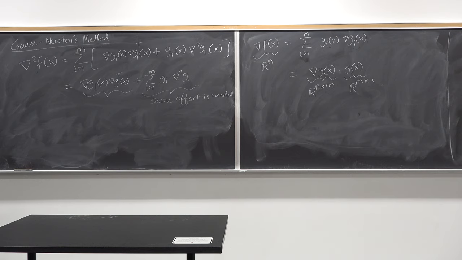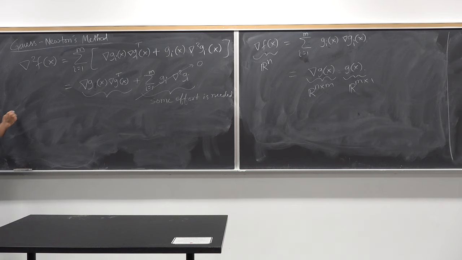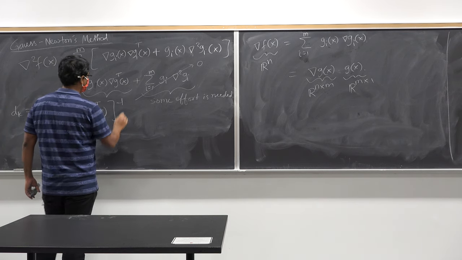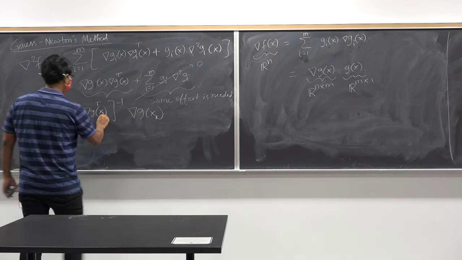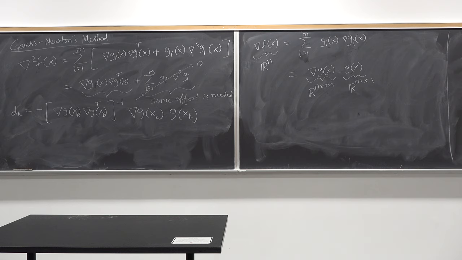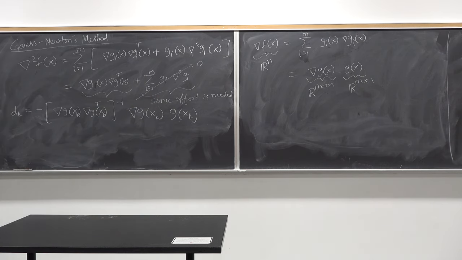Okay, yes. Assume it's zero. Just set it equal to zero. I'm just going to ignore that term, and I'm going to pick my d_k to be negative... let me put x_k... I'm going to set the second term to be equal to zero. I don't want to put in that kind of effort. So let's just approximate it with zero and move forward with our iteration. And this is Gauss-Newton's method.